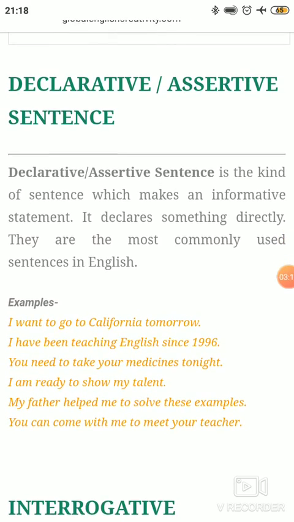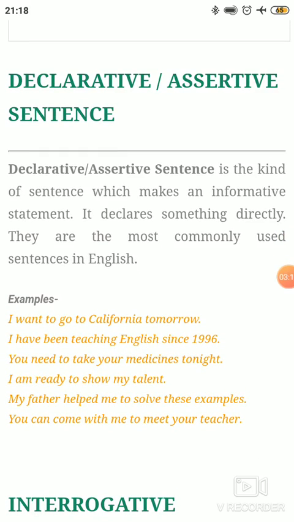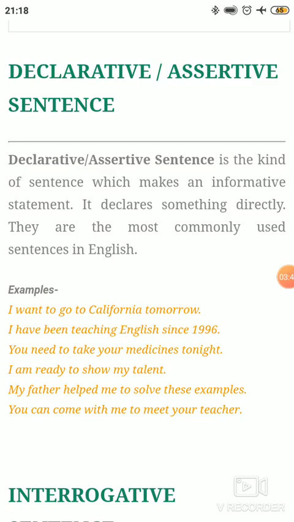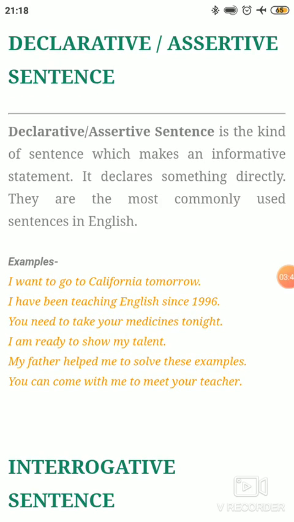A declarative or assertive sentence is the kind of sentence which makes an informative statement. It declares something directly. They are the most commonly used sentences in the English language. What do you mean by declarative or assertive sentence, children? They are information based statements. You'll get certain information in these kinds of sentences, and it declares something directly. No indirect information, no second hand information, first hand information here. And they are the most commonly used sentences in English.